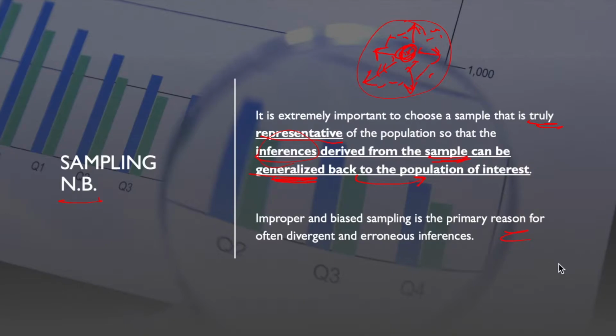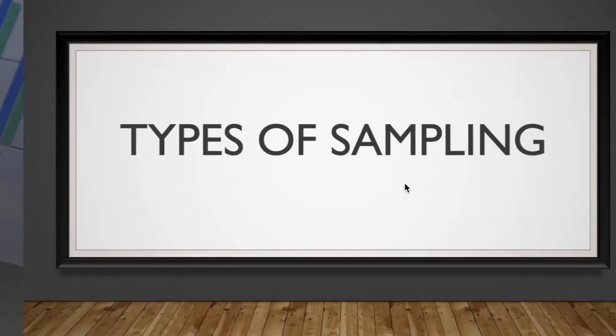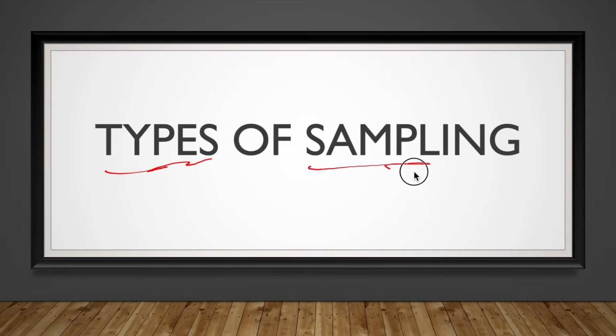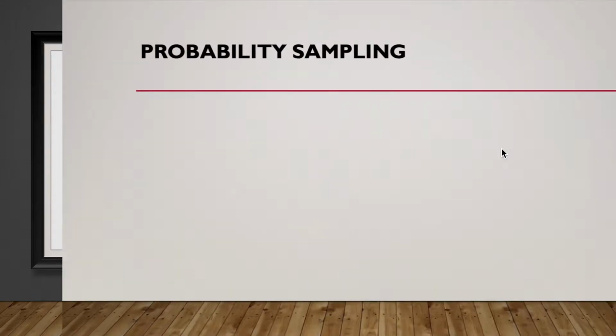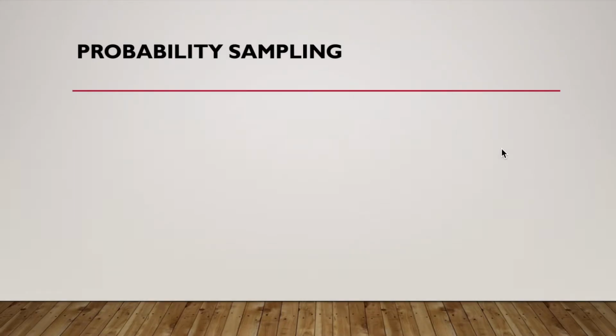Now after this, let's talk about the types of sampling. There are a lot of types of sampling which we're going to discuss one by one in this video. We have two major types of sampling: probability sampling, and the other one is non-probability sampling. Let's talk about the first one.